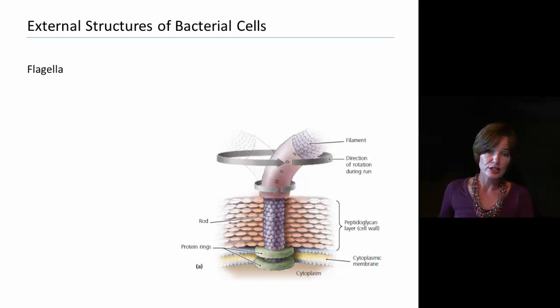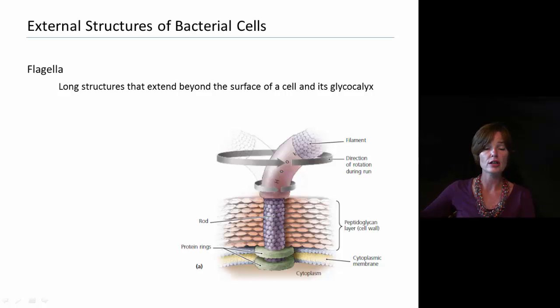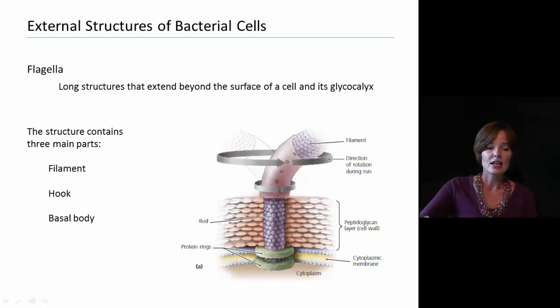Another external structure that we have with bacterial cells is the flagella. Flagella are kind of like long tails. This is going to be a long structure, a long filament that extends beyond the surface of the cell, and it will actually penetrate and go out of the glycocalyx. It has three main parts. It has a filament, which is the long tail component. It has a hook, which is going to help with the rotation because we're going to be spinning this around. And then it also has what we call a basal body.